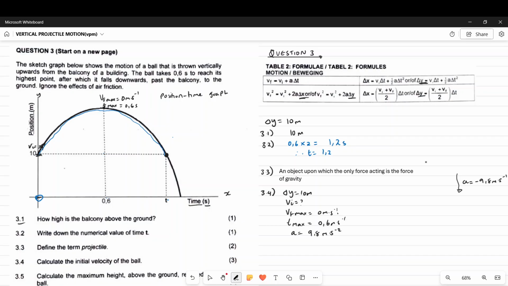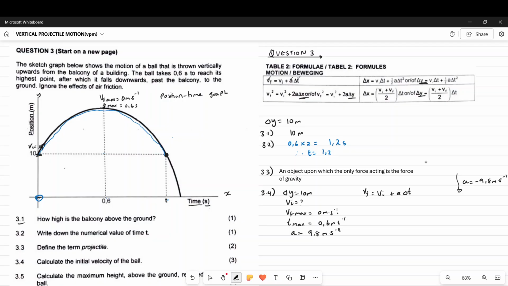So now let's have a look at our formulas. We're looking for v initial. We have v final, we know a, and we know the time. So we can use the first formula. Now we're just going to say vf is equal to v initial plus a delta t. Just because we had delta y equal to 10 meters, that doesn't mean that we have to use it. You can check any other formula.